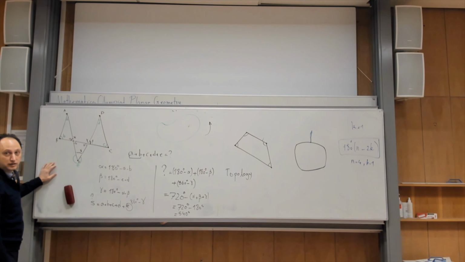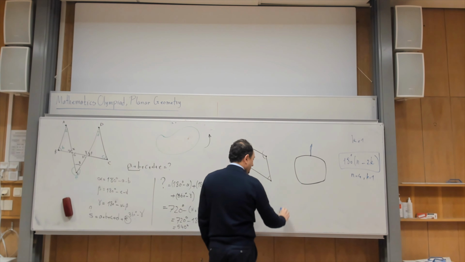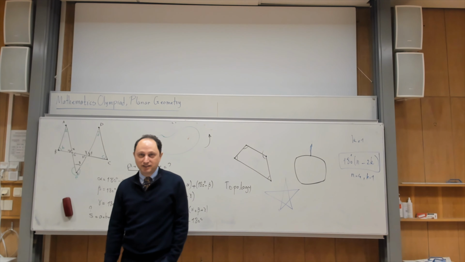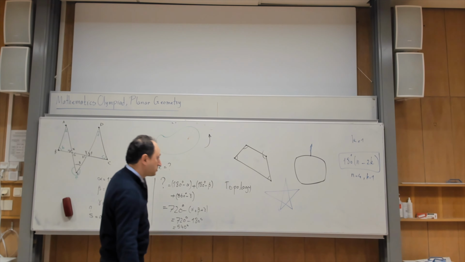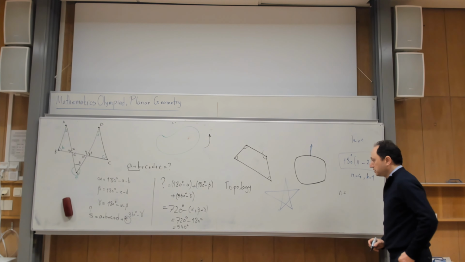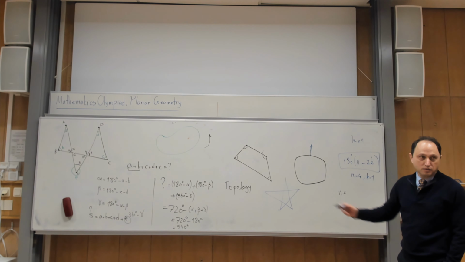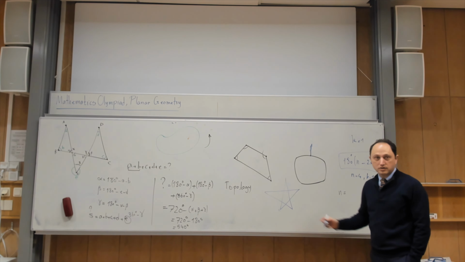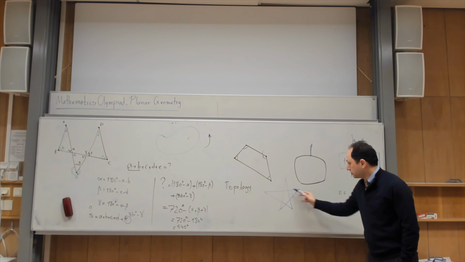Let me check it for this star. Yes? So what was your prediction? It was 180. So let us see if it works here or not. Okay? So, what is n in this problem? The number of sides. What's the number of sides here? 5, yes? 1, 2, 3, 4, 5.